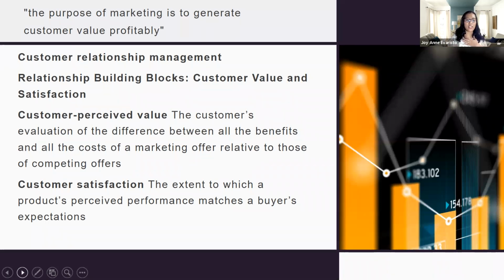Kumbaga, my perceived value is how I look at all the benefits of your offerings compared to the other brands that I know. And how well does this match my expectation? That is customer satisfaction. So what we want to do is to make sure that our customer perceived value is high and our customer satisfaction is also high.